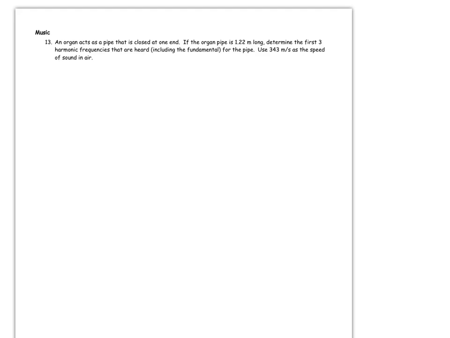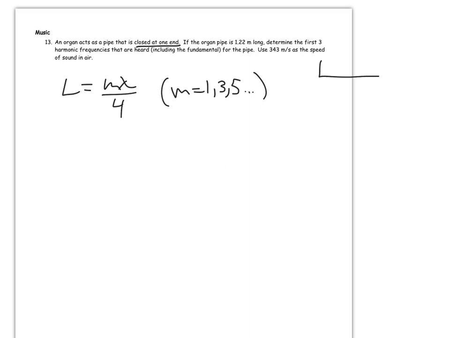All right, so for this first one, we have an organ pipe that's closed at one end, which means we're employing the L equals m lambda over 4 equation, where m is 1, 3, 5, etc. for the different harmonics. This results in a pattern within the pipe that looks something like this for the first few harmonics. So it's fixed at one end, free to oscillate on the other end.